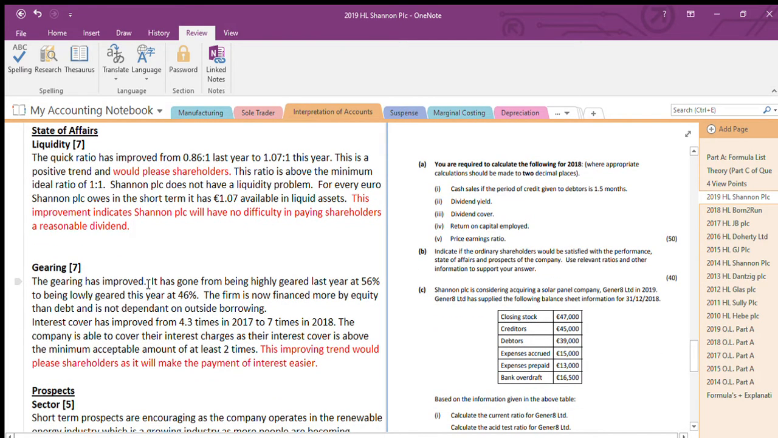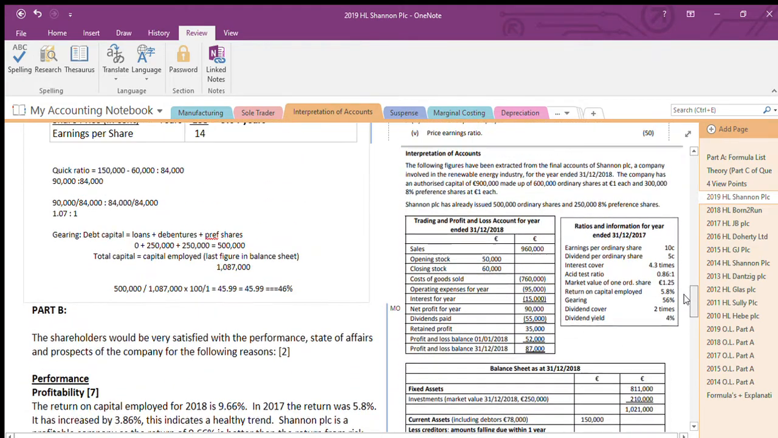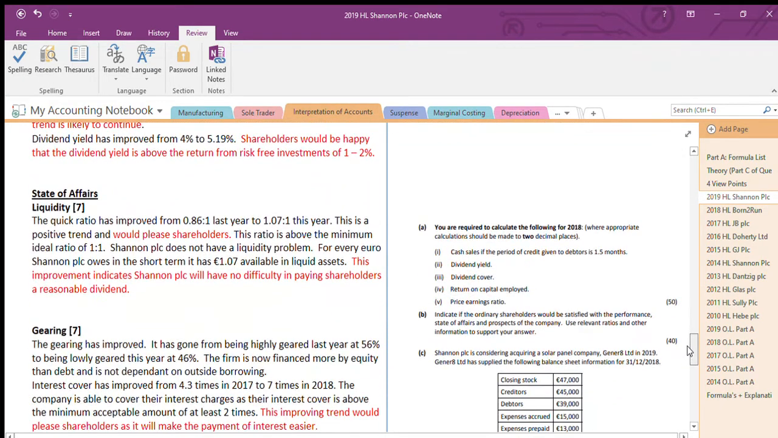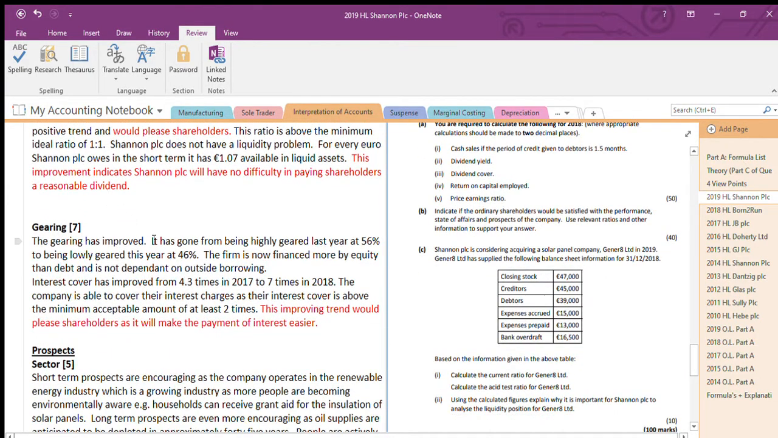Remember, we're just talking about the same things that we previously talked about. Last year's 56, this year's 46. So what do I talk about? Gearing has improved. It's gone from being highly geared last year at 56% to being lowly geared this year at 46%. The firm is now financed more by equity than it is debt and is not dependent on outside borrowing.